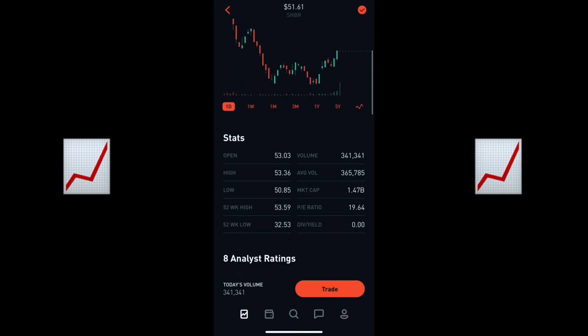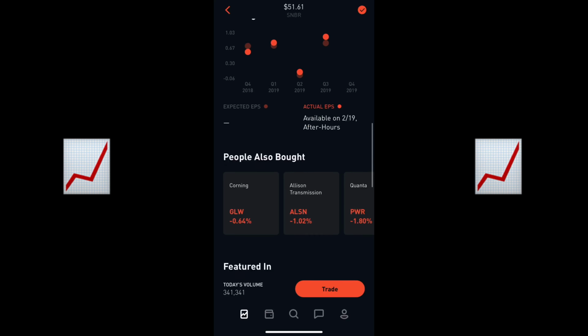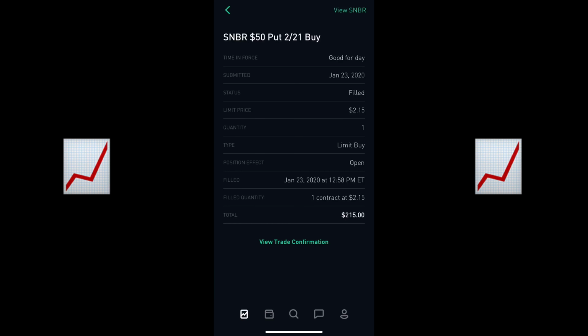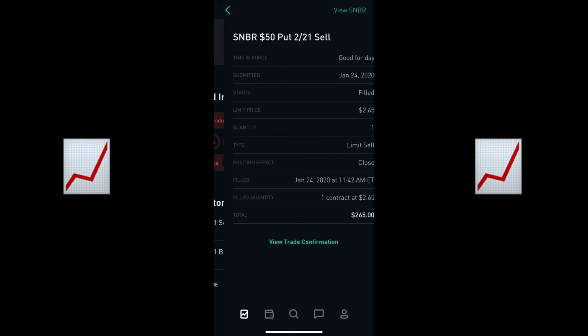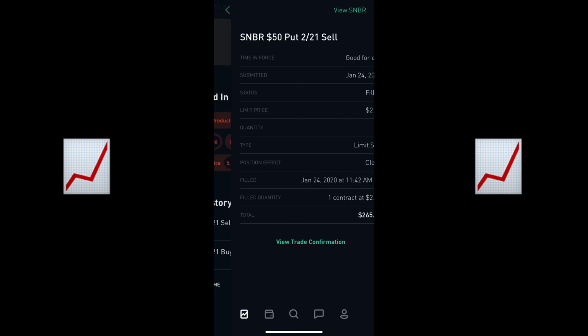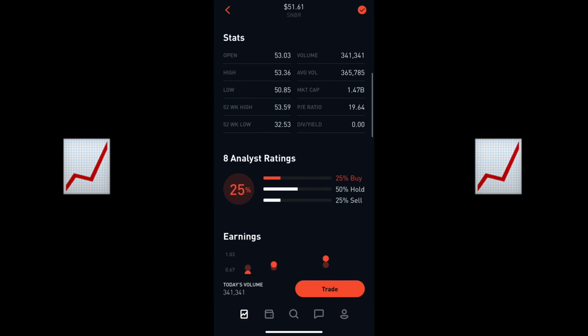If I scroll down to the bottom, you can see I bought this put option for $215 on Thursday and sold this put option for $265 on Friday. I'm going to click on the confirmations so you can see the time that these trades were executed and show that it is in fact real. I don't want anyone to think that these trades are fake, and in the future I will show real-time stock trades where I record when I buy, when I sell, and everything in between.